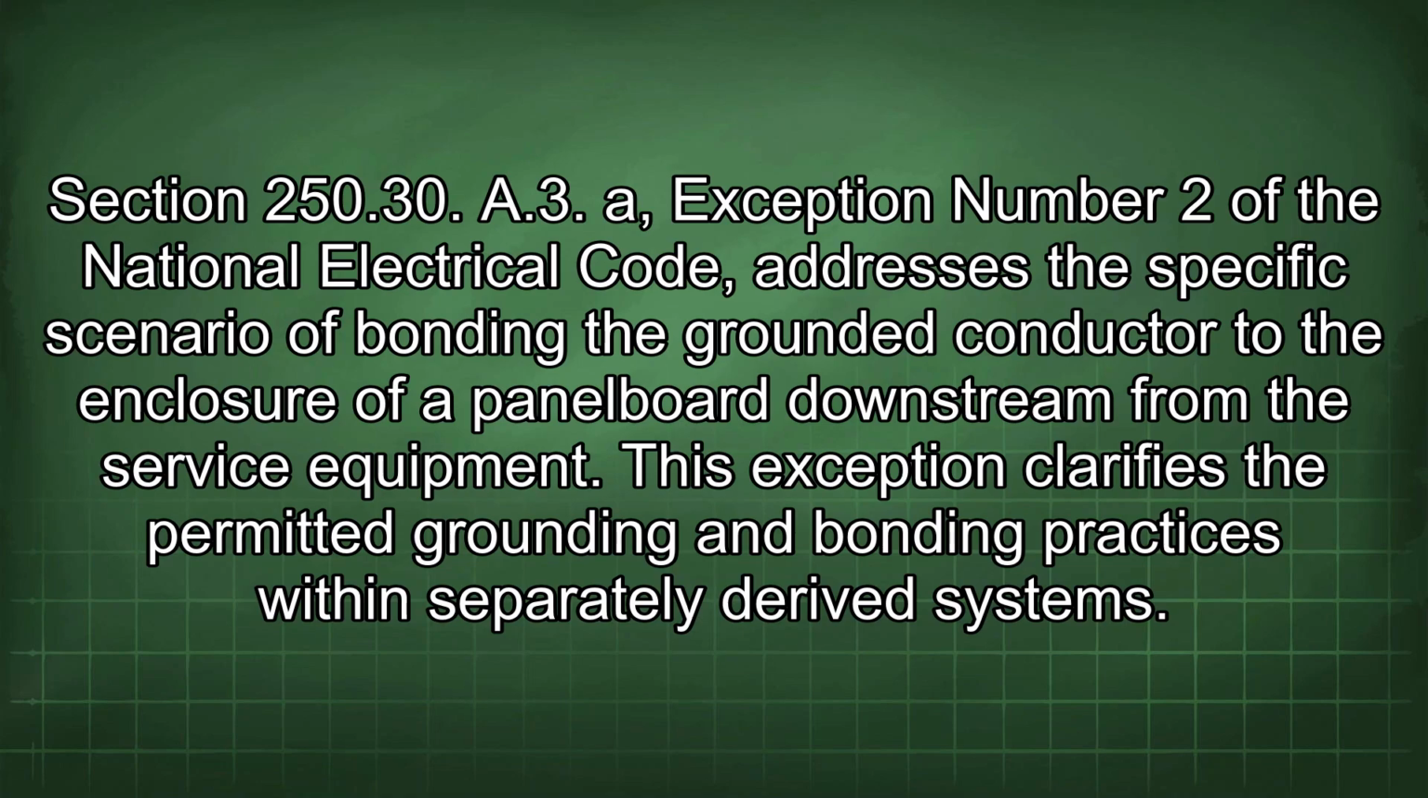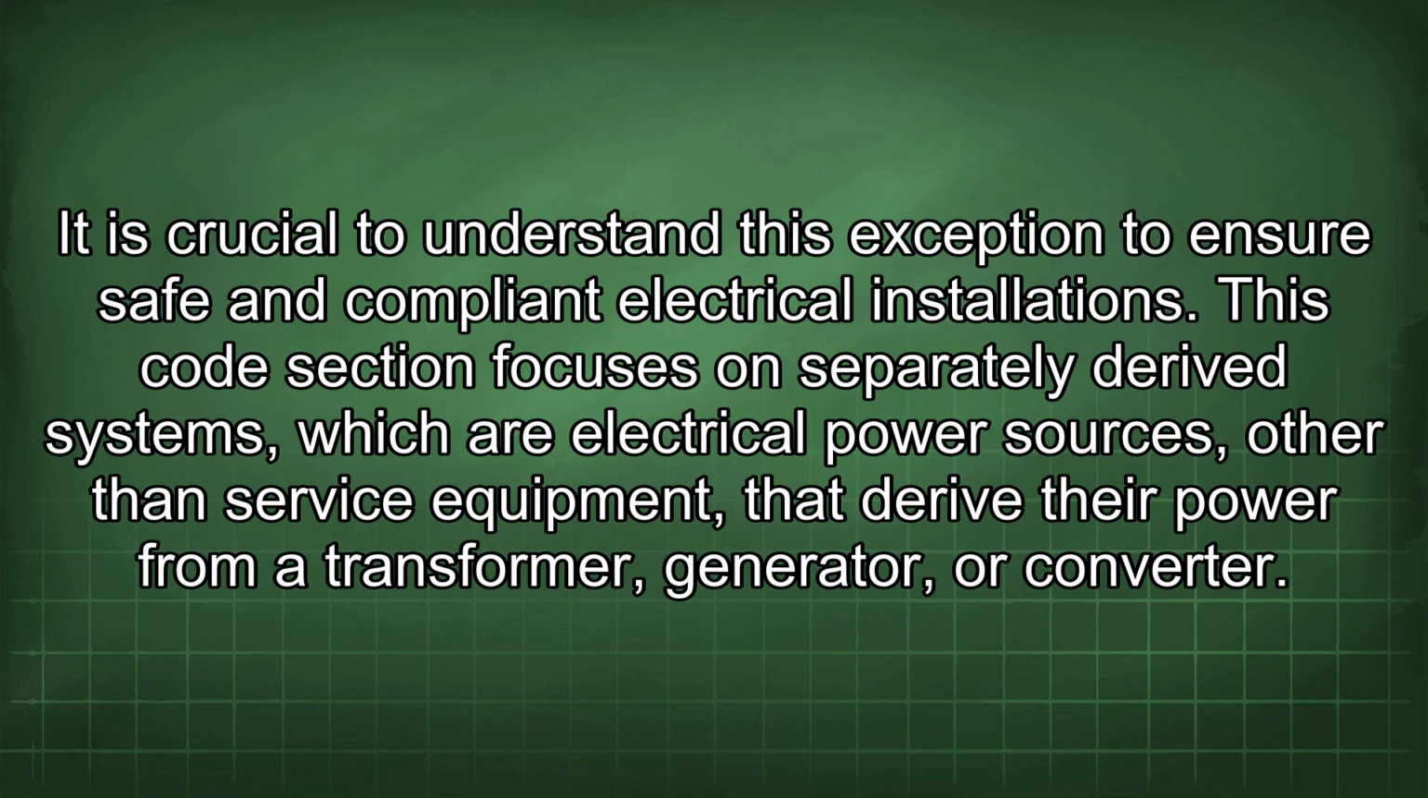Section 250.30(A)(3) Exception number 2 of the National Electrical Code addresses the specific scenario of bonding the grounded conductor to the enclosure of a panel board downstream from the service equipment. This exception clarifies the permitted grounding and bonding practices within separately derived systems. It is crucial to understand this exception to ensure safe and compliant electrical installations.